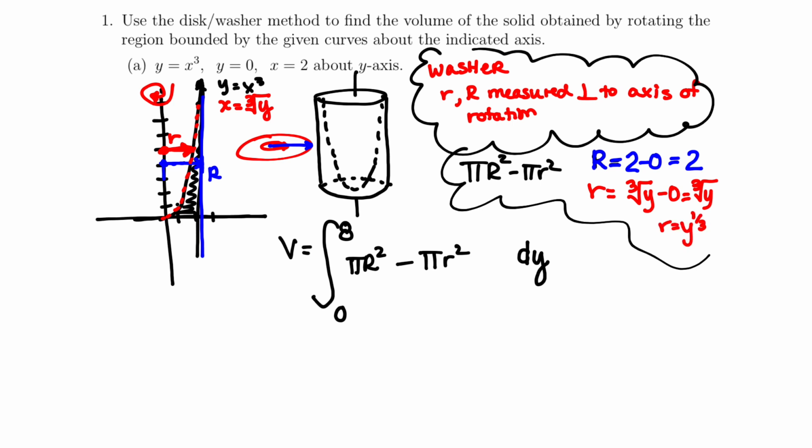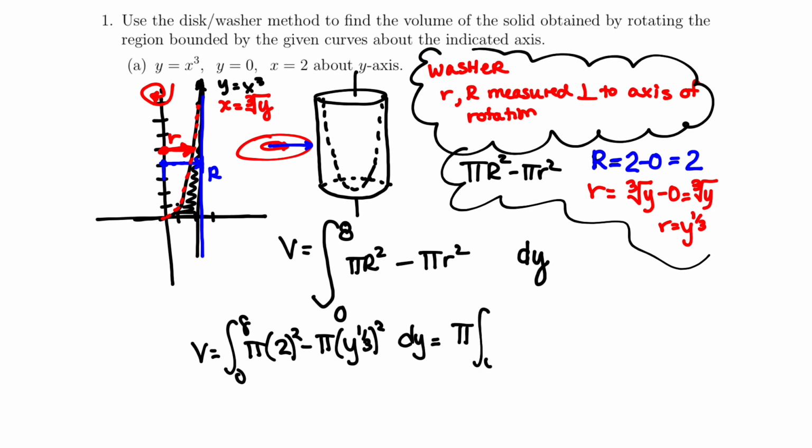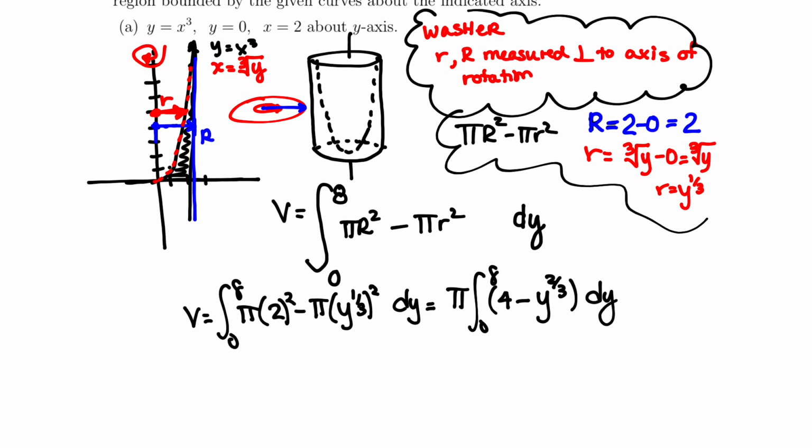That's my little radius. So then when you stick it in the integral, we get pi times big R squared minus pi times little r squared dy. I'm going to pull pi out front. And I'm going to rewrite 2 squared as 4. And I'm going to rewrite y to the 1/3 squared as y to the 2/3. Is that okay with everybody? And then we integrate.